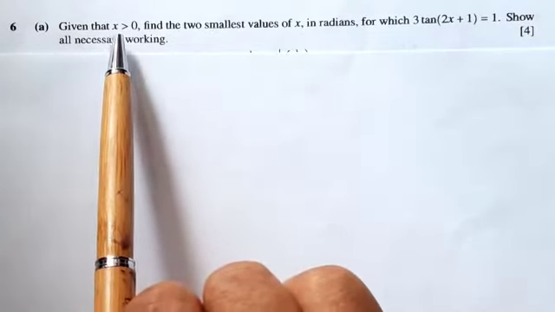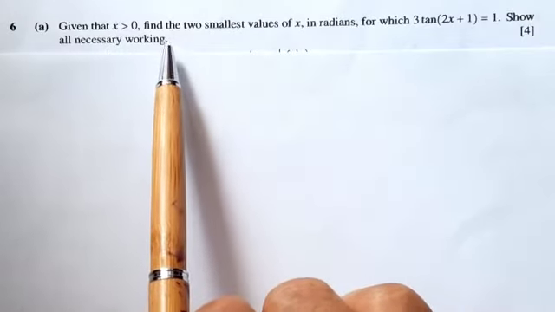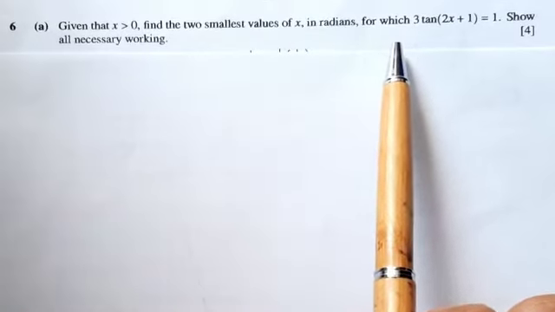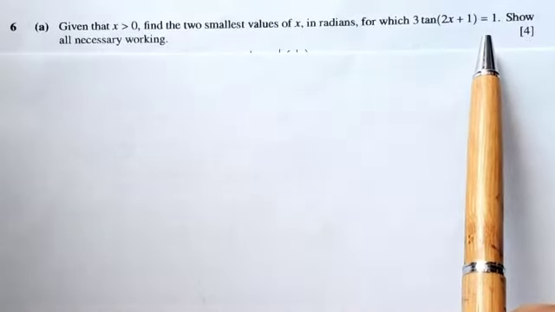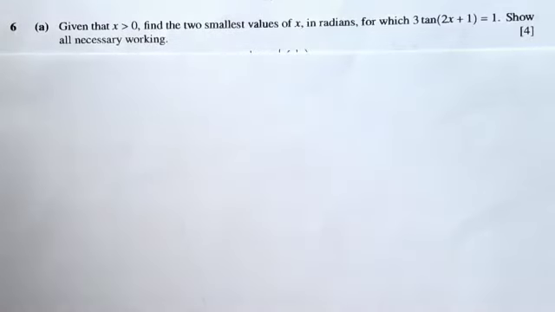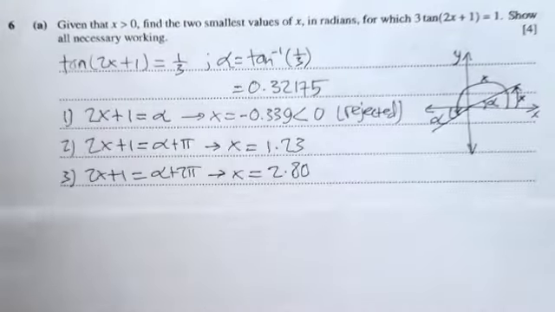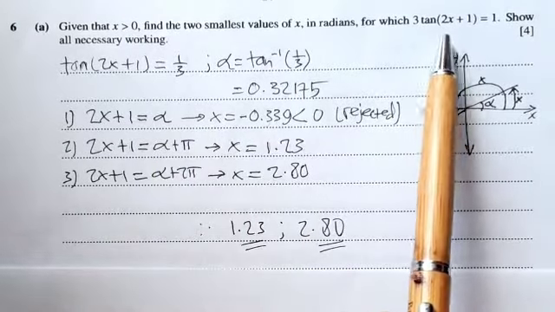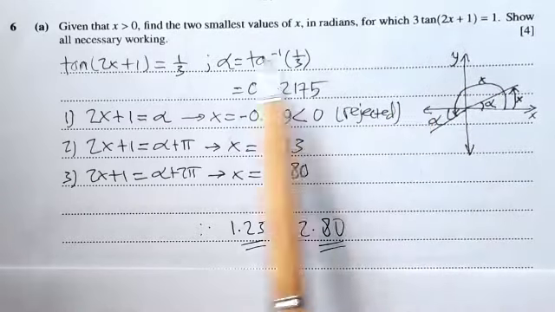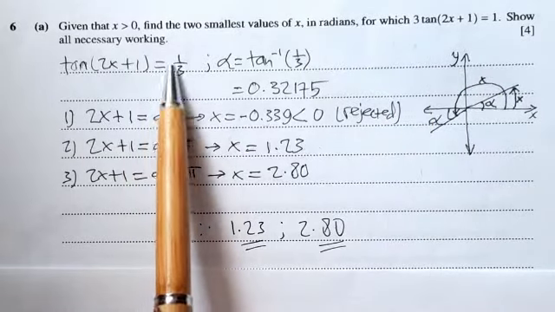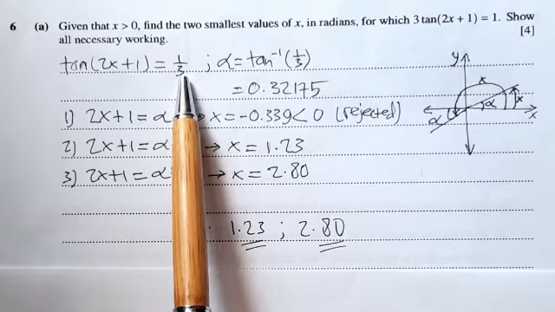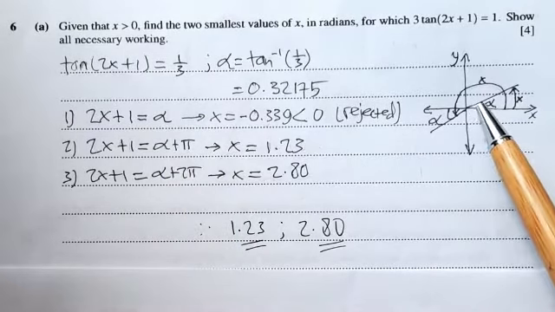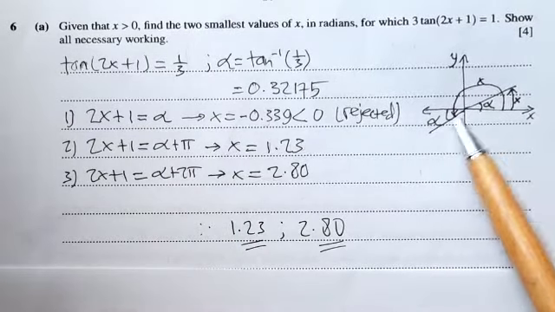Given that x is more than 0, find the two smallest values of x in radians for which 3 tan(2x + 1) = 1. Show all necessary working. From here, tan(2x + 1) = 1/3. Now tan positive means the angle is in the first and third quadrant.